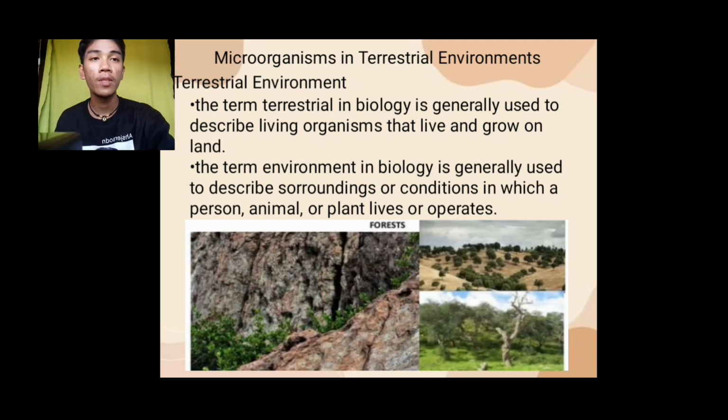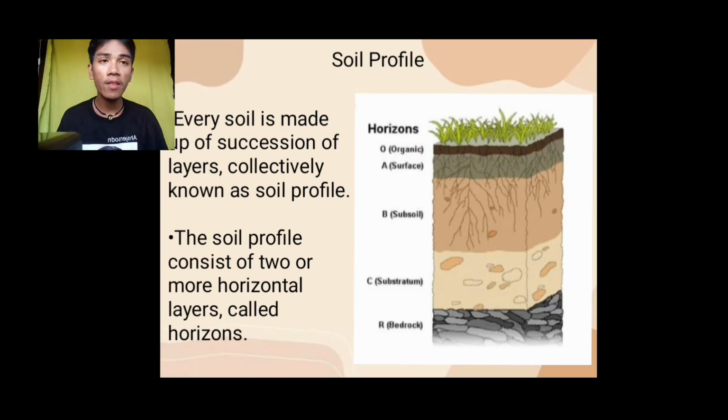Okay. So next, let's talk first about the soil profile. Every soil is made up of a succession of layers, collectively known as soil profile. The soil profile consists of two or more horizontal layers called horizons. As you can see in the pictures, we have here 5 layers: the organic, the surface, the subsoil, the substratum, and the last one is the bedrock.